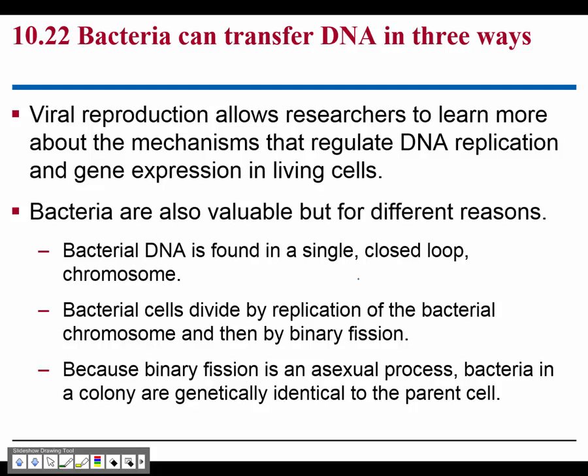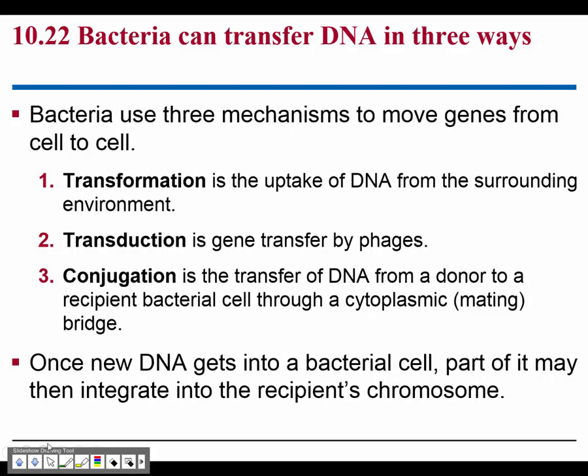Bacterial DNA is a single closed-loop chromosome. It's that circular chromosome like I showed you. And then bacteria cells divide and replicate by binary fission. And binary fission is an asexual process. And so bacteria in a colony are genetically identical to the parent cell. And so we can use this to understand the process of gene to protein.